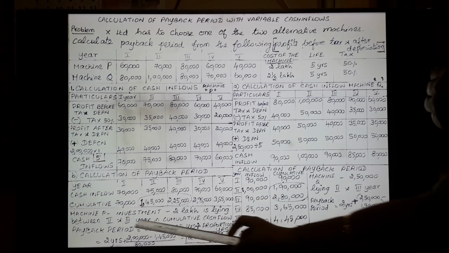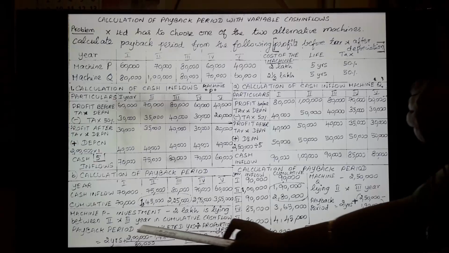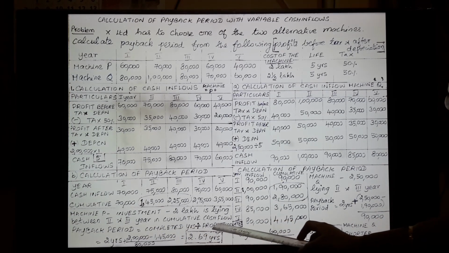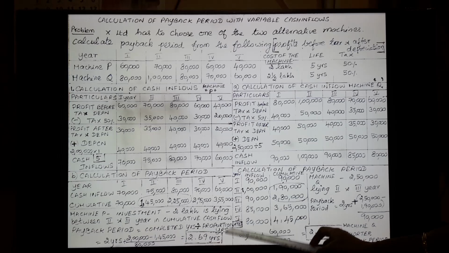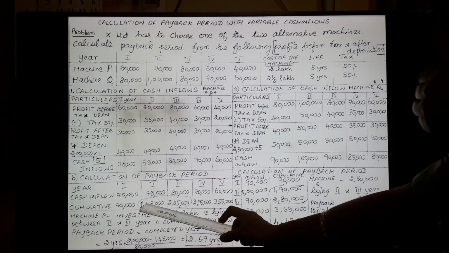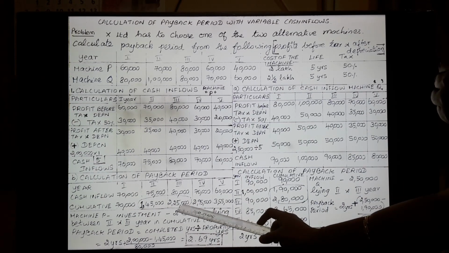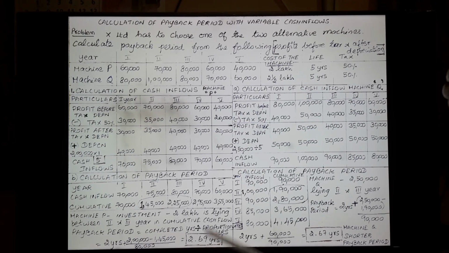What is the payback period? Payback period is equal to completed years plus the proportionate years. So the investment lies between the second year and the third year. So what you write is, second year is finished, 1,45,000.